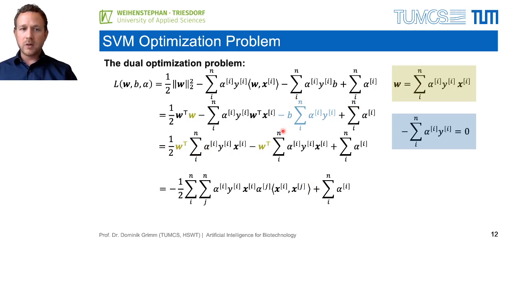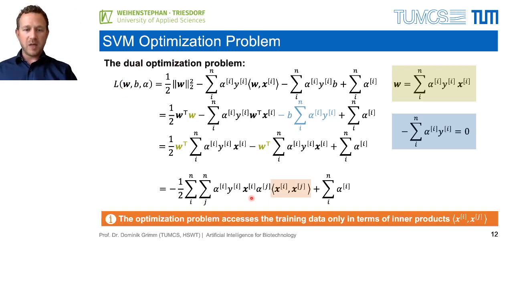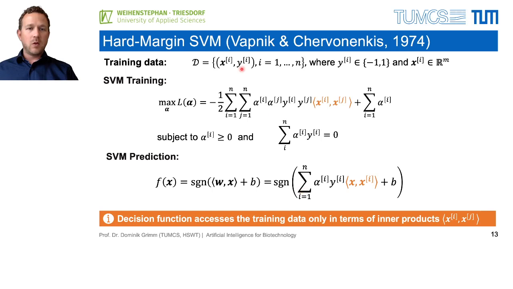And the nice thing now is that this reformulation is completely independent of w. So the optimization problem here accesses our training data only in terms of inner products. No w anymore, no b anymore. And that's very convenient because with this we can now train our support vector machine.